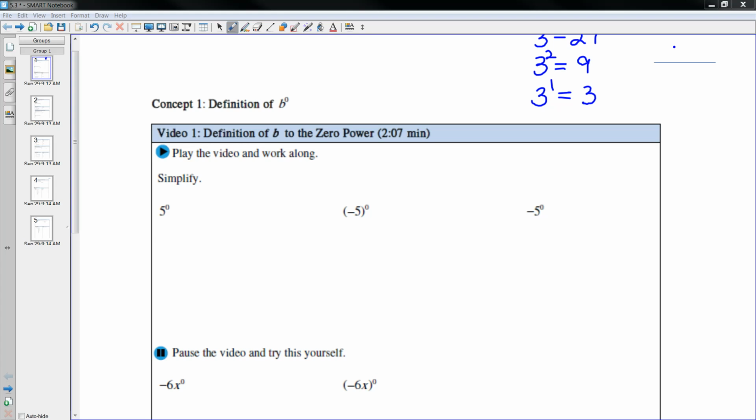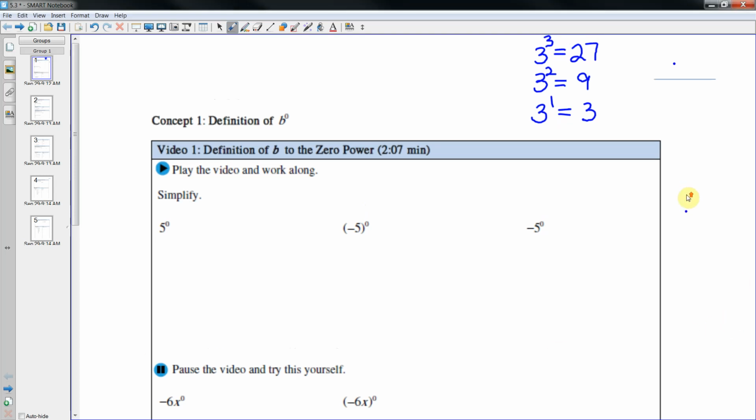Okay, today I want to talk a little bit about what happens if we have powers that are either a 1 or a 0, or they could be negative. So I want you to look at a little chart that I have at the top of the page. I've got 3 cubed equals 27, 3 squared equals 9, 3 to the 1 equals 3. So I like to look for patterns. And you can see on the left side I've just counted down by exponents 3, 2, 1.